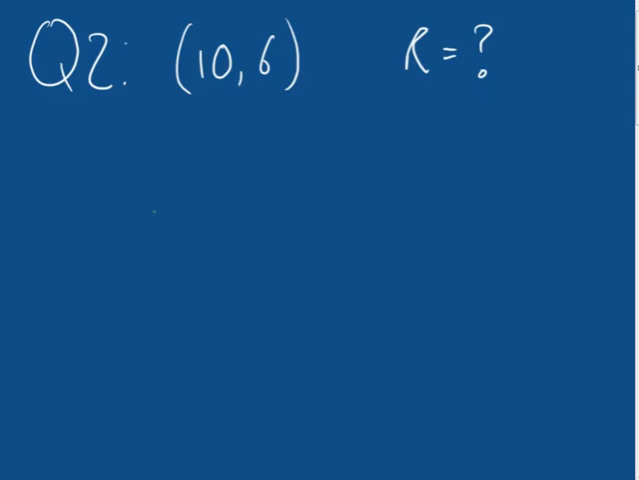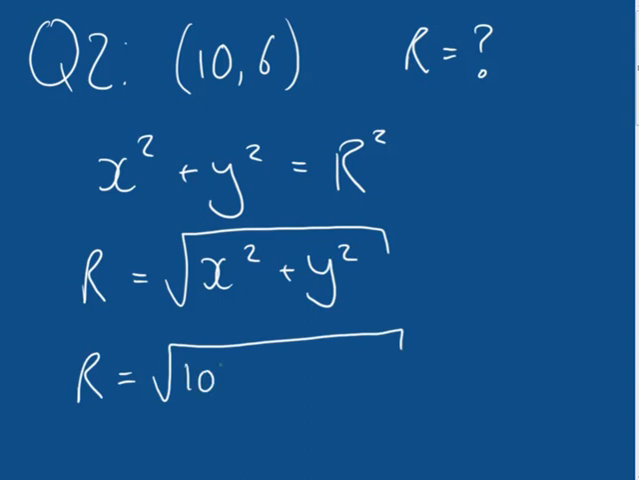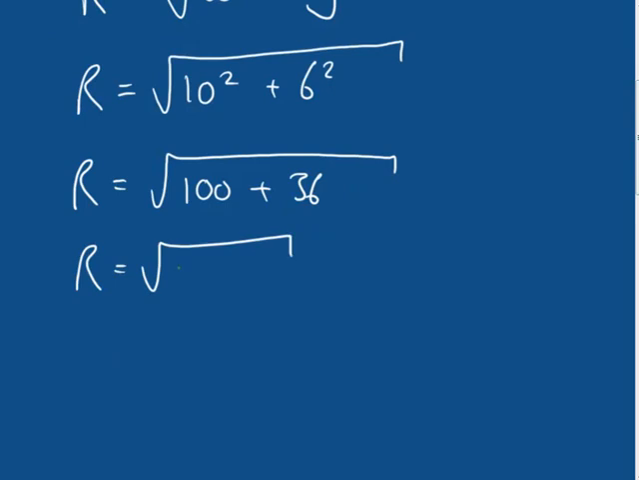Okay, welcome back everyone. So we're using our circle equation again. x squared plus y squared is equal to r squared. In this case we're simply solving for r, so this is quite a simple equation. We know that r is going to therefore be equal to the square root of x squared plus y squared. We can plug those numbers in. r is equal to the square root of 10 squared plus 6 squared. That's equal to the square root of 100 plus 36, which is equal to the square root of 136.